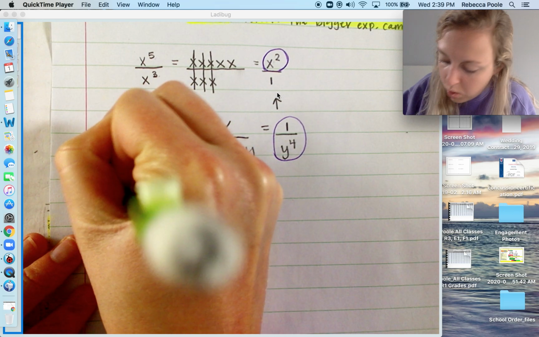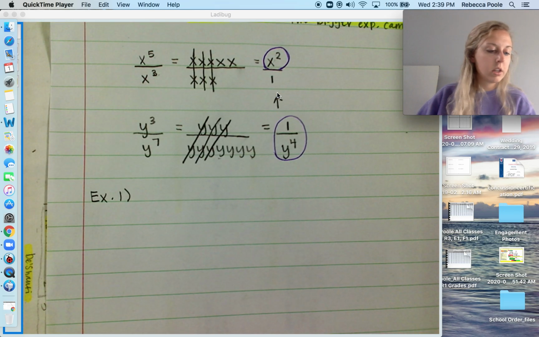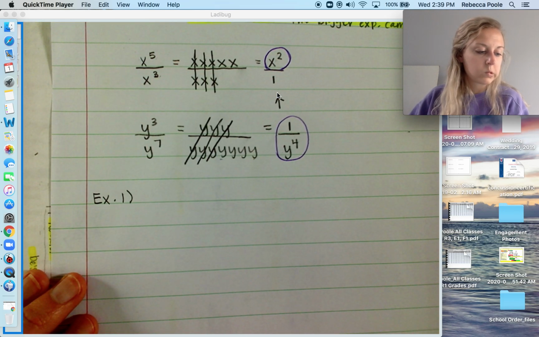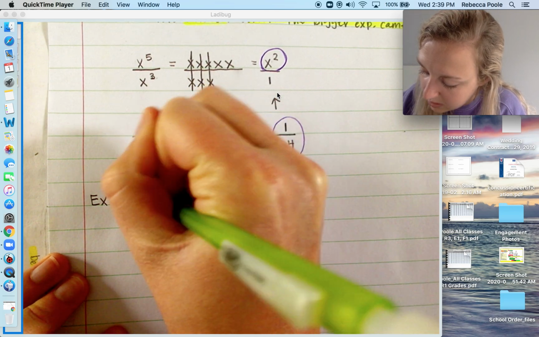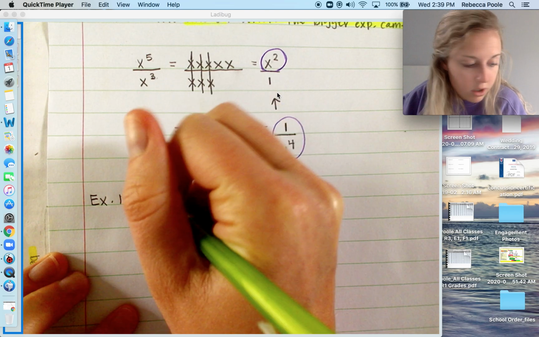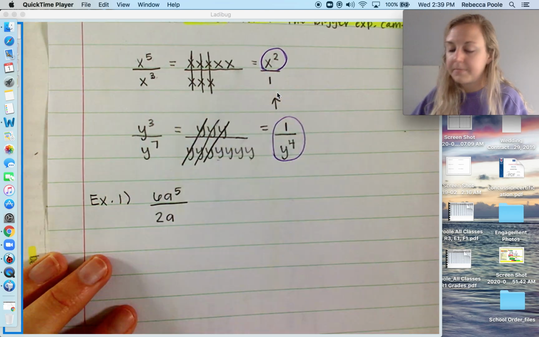All right, example 1. Let's do, I feel like we can step it up. I'm going to go ahead and step it up. 6a to the 5th over 2a.